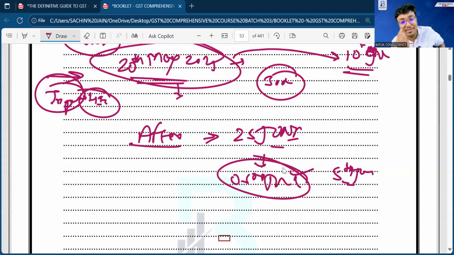But if you are applying within 30 days, in that case, as on the date of liability, whatever input goods you have will give you the input tax credit, the benefits of input tax credit. This is also a very important concept regarding the new registration.